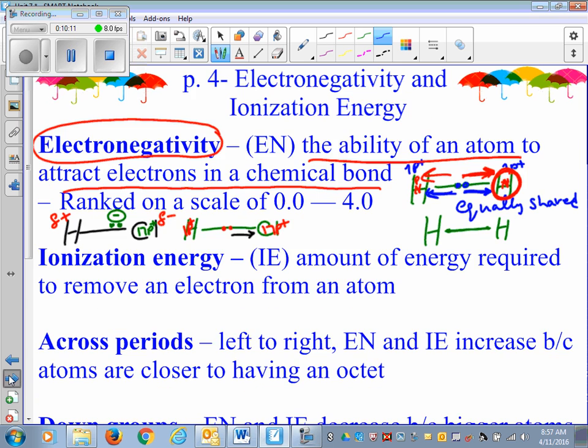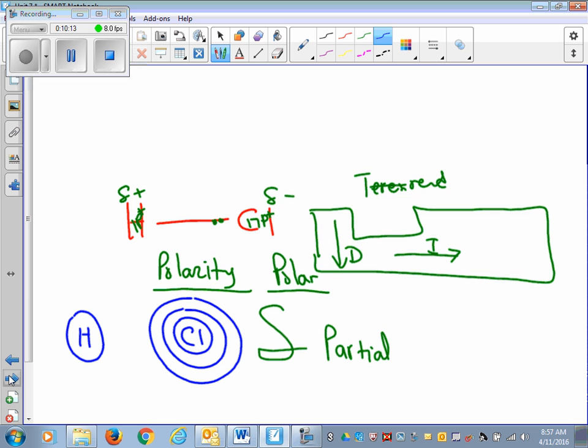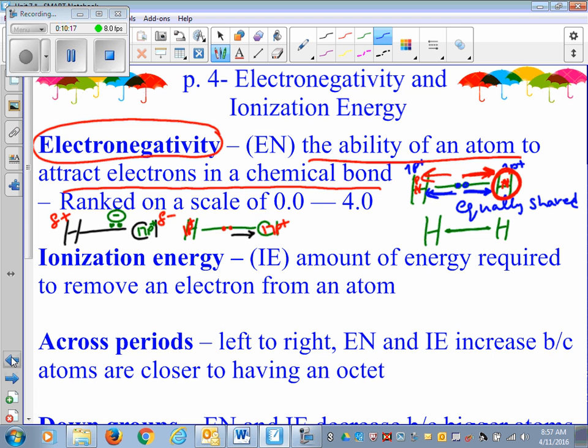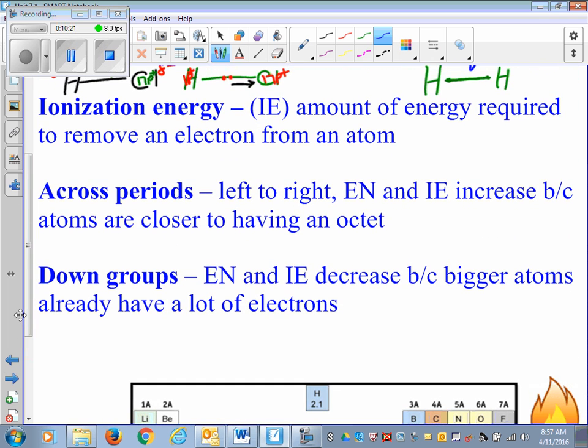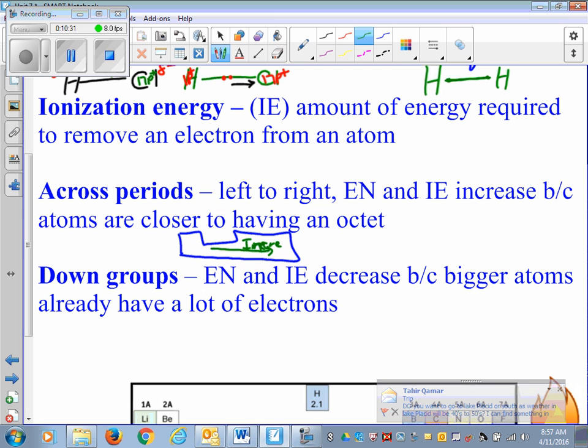Going back to electronegativity, the trend is opposite to the radius. So you have to keep that in mind. Here is the trend across the period. From left to right, electronegativity increases, and it decreases down. Okay?